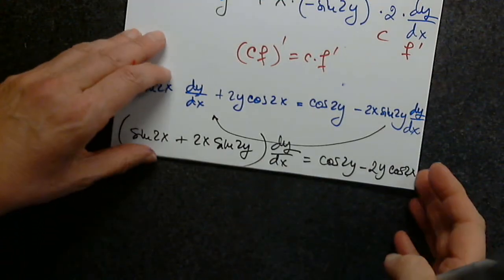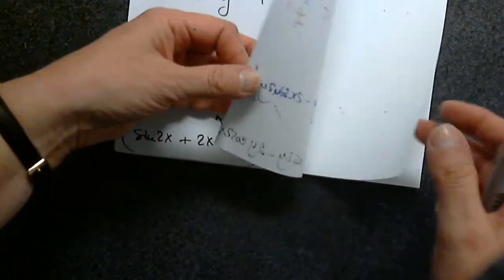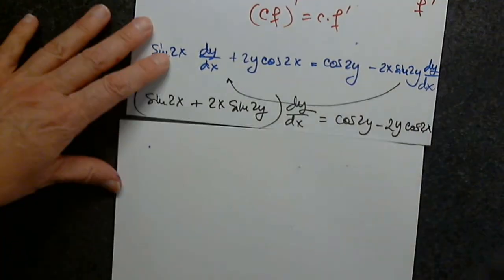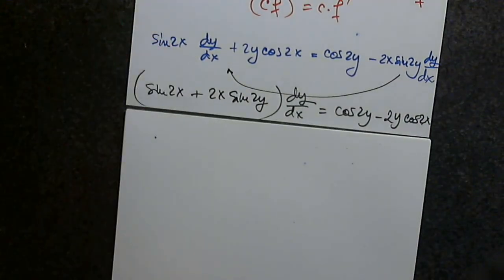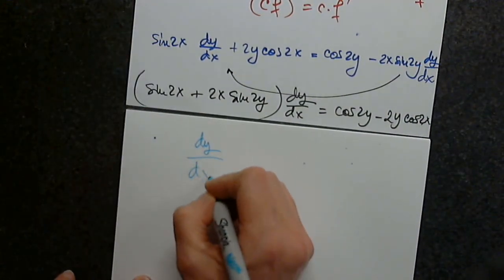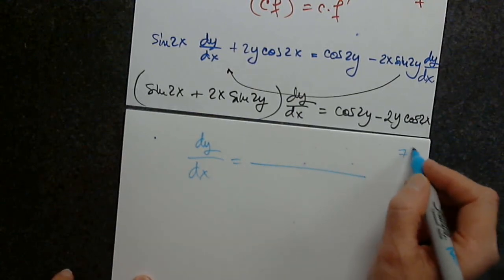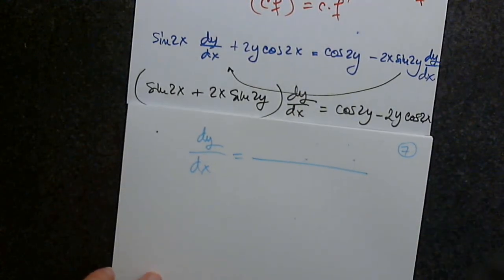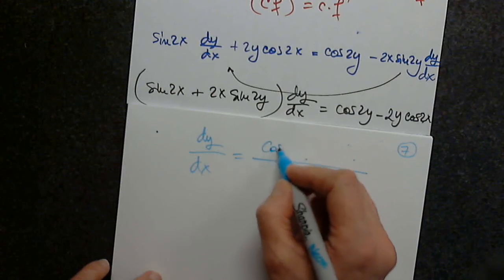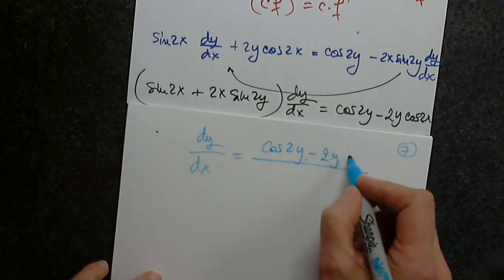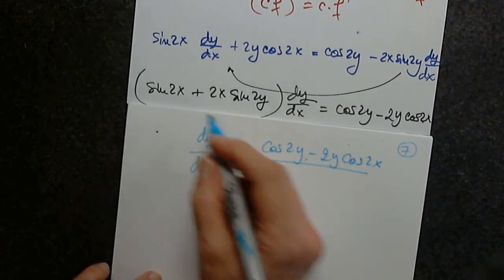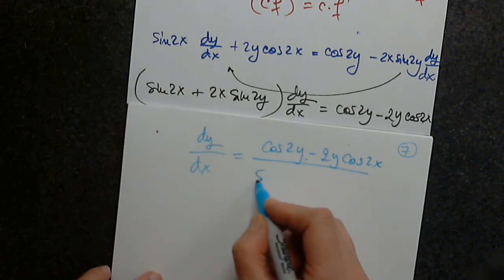And this is linear. This is a linear equation. I know it looks anything but, it's just a linear equation in dy over dx. So then dy over dx will be a ratio. This over this, of course, that's the coefficient of dy over dx.